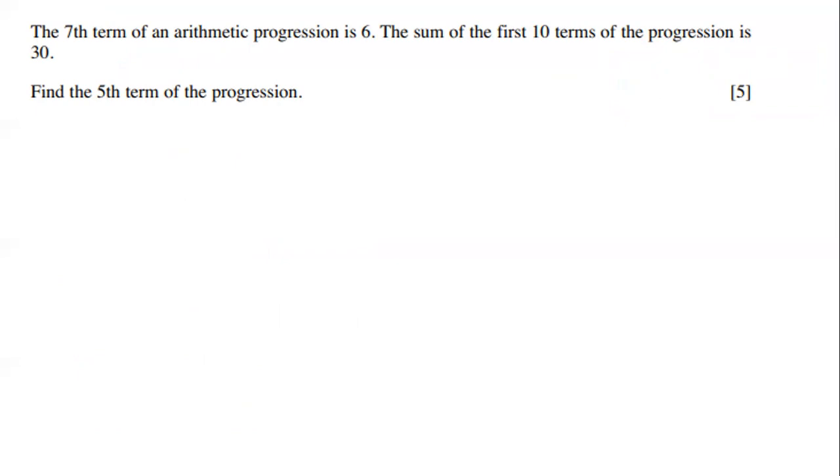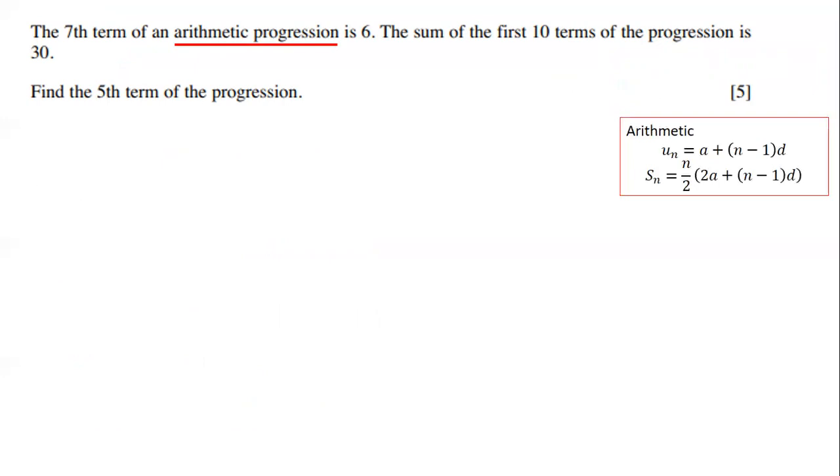So the 7th term of an arithmetic progression is 6. Well, the first key thing to me is arithmetic progression. Progression just means sequence. So as soon as I see arithmetic in my brain, I get the formulas ready. So I get Un ready and Sn ready. I also noticed they mentioned the 7th term, which I can think of as U7, and they've told me that is 6. So I can make an equation, U7 equals 6.